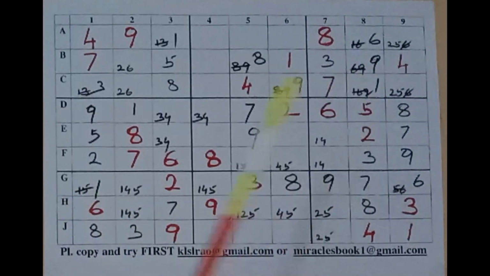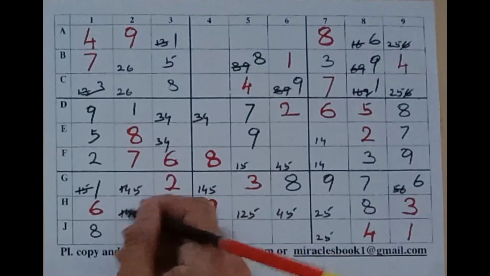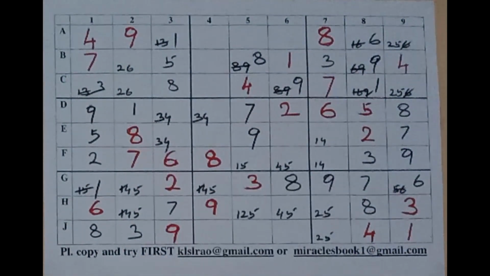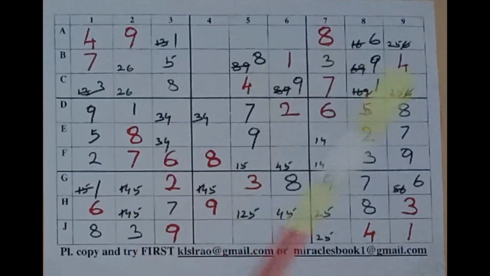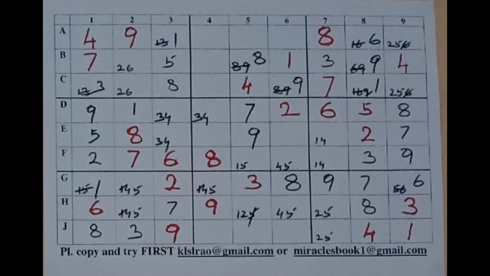This one enables us to delete this one and this one also. So we have a pair of 4 and 5 here, and we have a pair of 4 and 5 here also. That means this 5 gets deleted. Okay, and then what else happens?